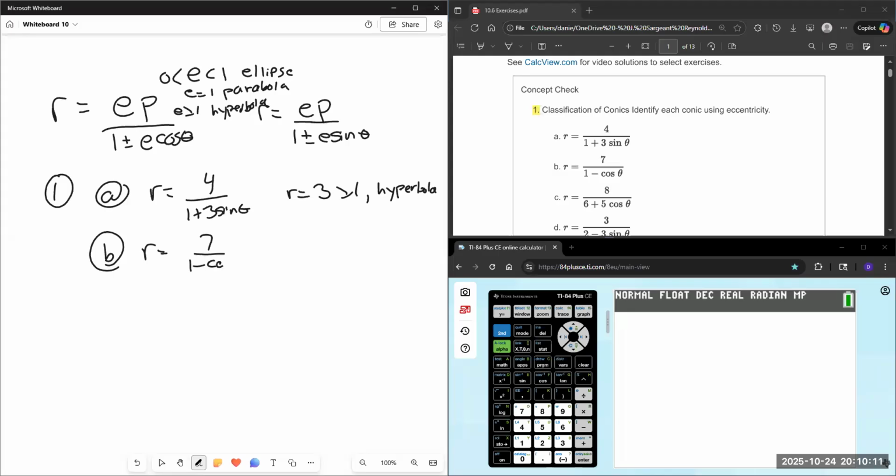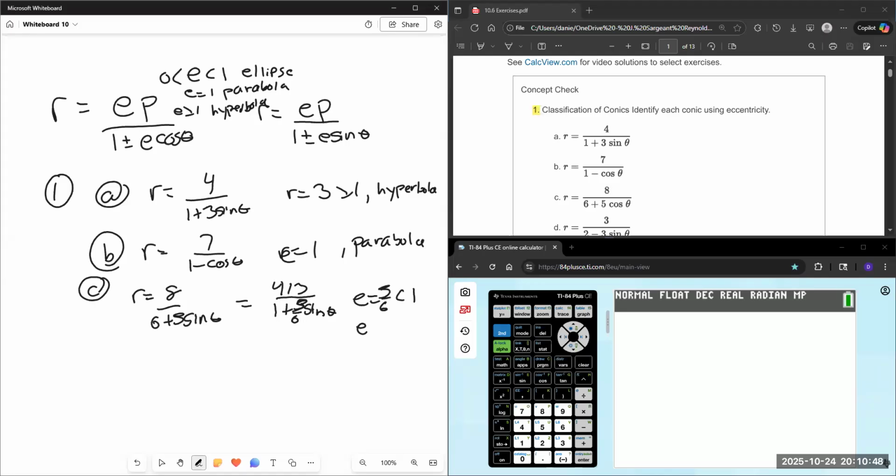So E here is equal to 1. This is a parabola. Just classifying these. If R is equal to 8 over 6 plus 5 sine of theta, then I need to divide by 6. That's going to be 4/3 over 1 plus 5/6 sine of theta. E is equal to 5/6, which is less than 1, so I have an ellipse.